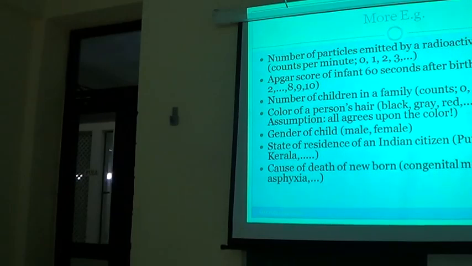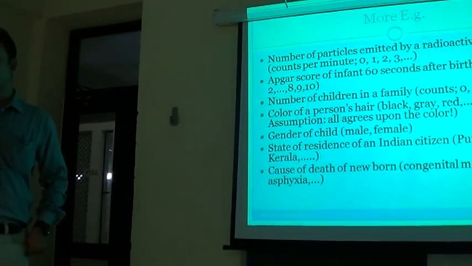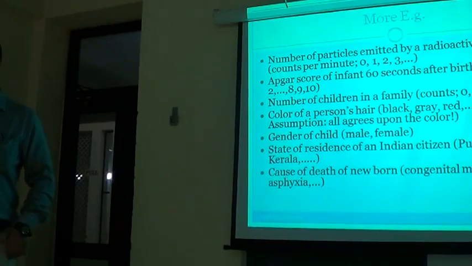Number of children in a family. There is no confusion there. That's always discrete, right? You can never have a 0.5. Boys in a family, right?